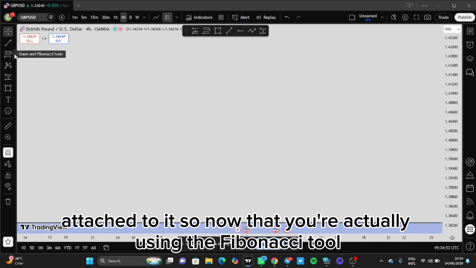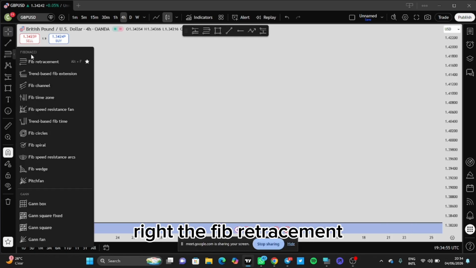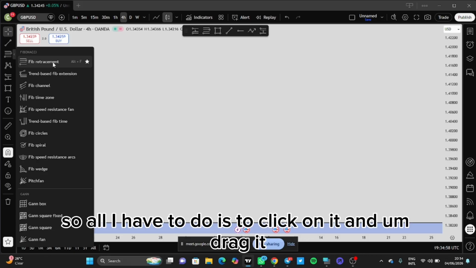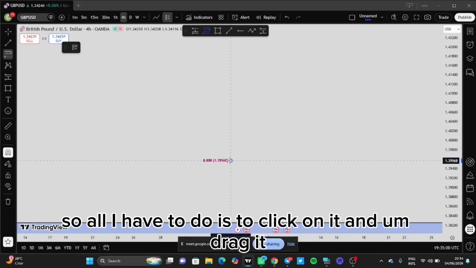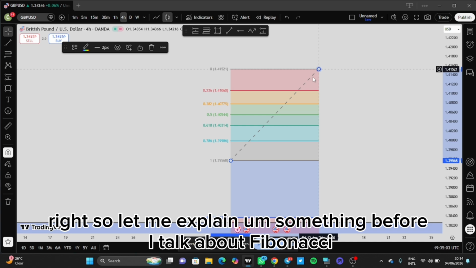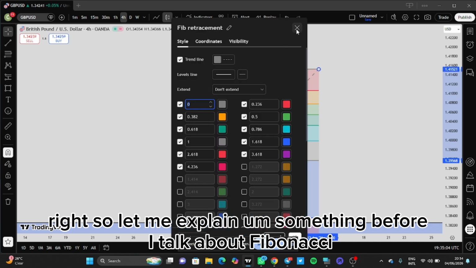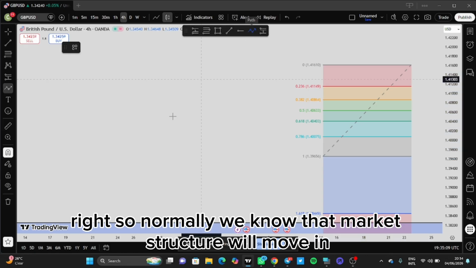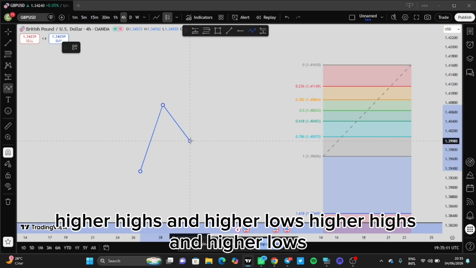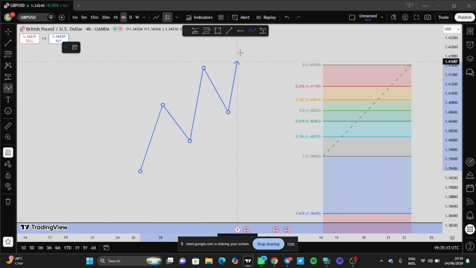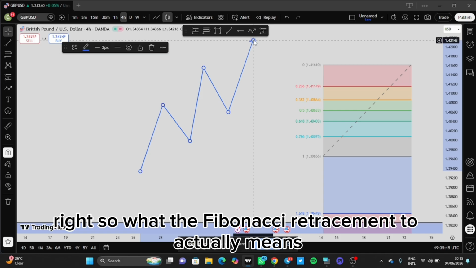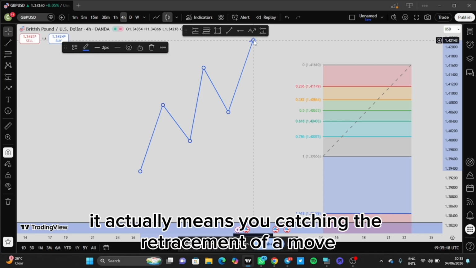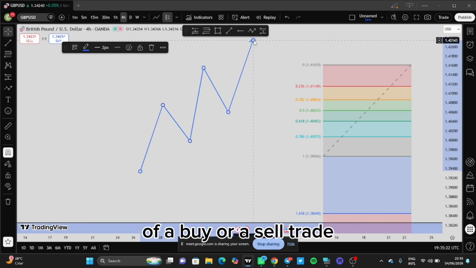So now that you're actually using the Fibonacci tool, the Fib retracement, all I have to do is to click on it and drag it, right? So let me explain something before I talk about Fibonacci. Normally we know that market structure will move in higher highs and higher lows, right? So what the Fibonacci retracement tool actually means is you catching the retracement of a move of a buy or a sell trade, right?